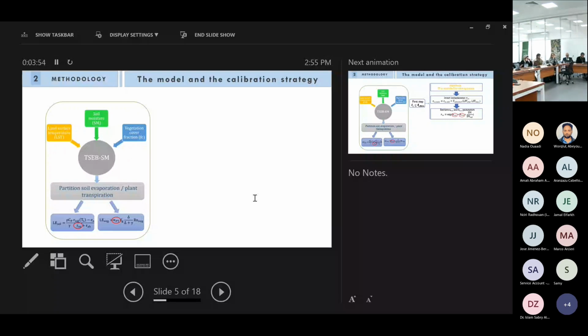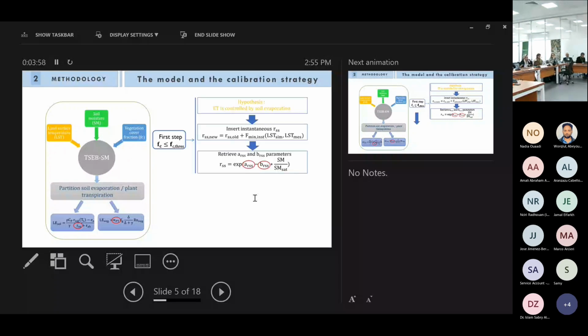The approach is, for a fractional cover inferior to a fractional cover threshold, especially 0.5 or 0.4, depending on the crop we are working on, we suppose that the evapotranspiration is mainly controlled by soil evaporation, so we don't have transpiration. What we did is invert an instantaneous resistance by minimizing the cost function between the land surface temperature simulated by the model and the land surface temperature measured by the instruments in the field or by remote sensing.